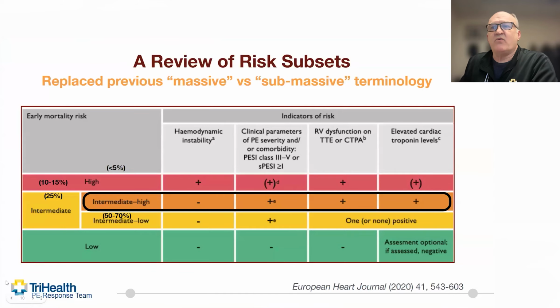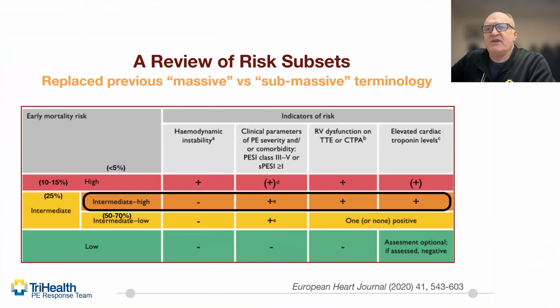Similarly, the red or high risk group at the top, which is about 5% of patients at the most, is defined by the presence of hypotension or shock, and treatment here is also pretty well established, with most of these patients either receiving emergent systemic thrombolysis, mechanical circulatory support, and rarely surgical embolectomy. It's the group in the center where the trouble lies.